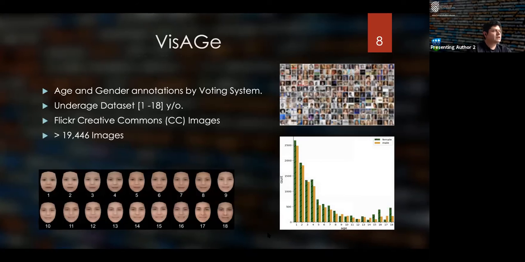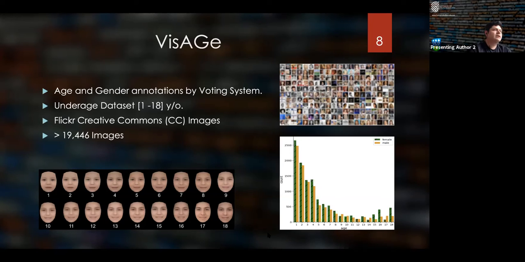Visage is a web-based voting system that allowed several researchers to vote for an image to include it in our dataset. Once it had 3 positive votes, it would be included. However, sometimes we would get 2 positive votes and 1 negative vote, and this had to be resolved by a quality assurance agent. So this dataset was curated.